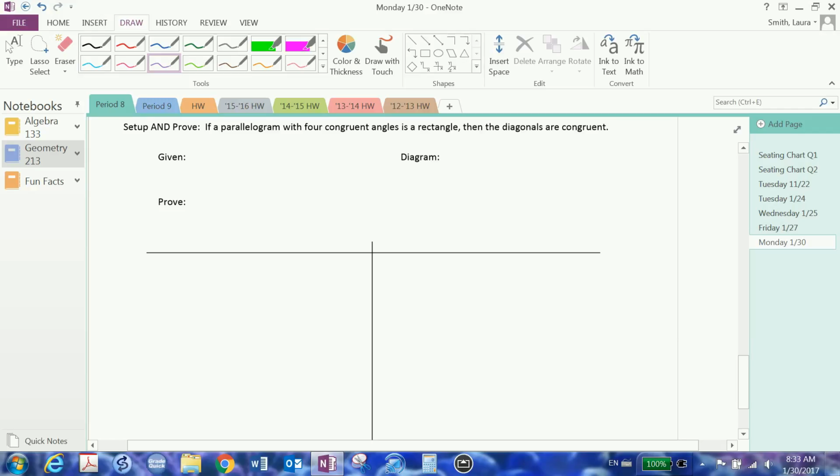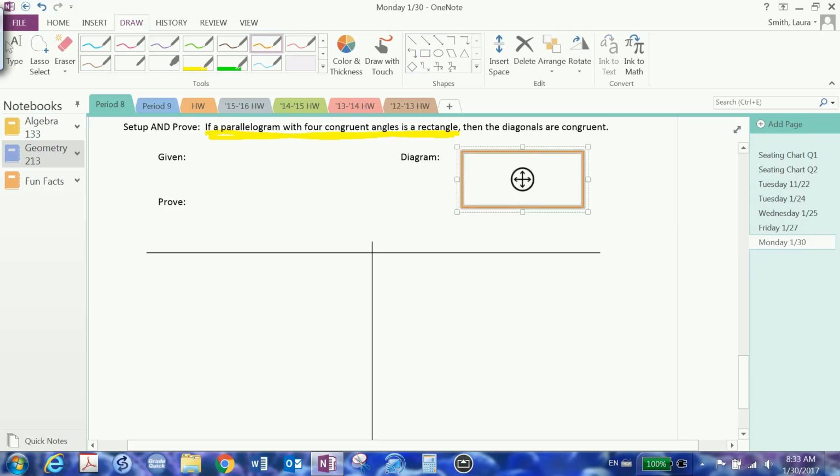All right, last one is a set up and prove. All right, so if a parallelogram with 4 congruent angles is a rectangle, then the diagonals are congruent. So this whole piece is the if, right? So we're given all of this. So we know it's a rectangle. But what we know about the rectangle and what we're supposed to use is the 4 congruent angles.